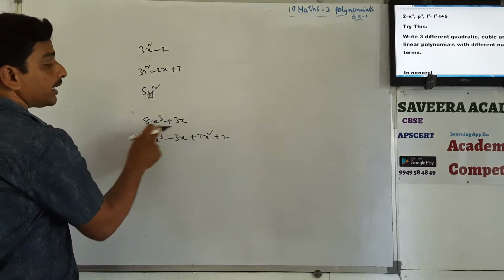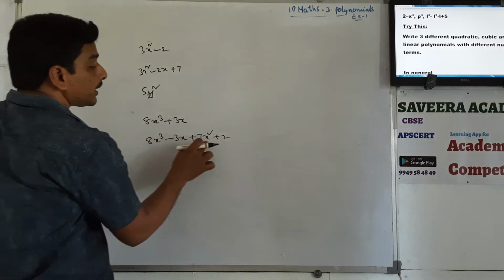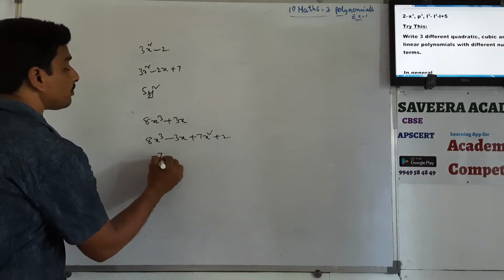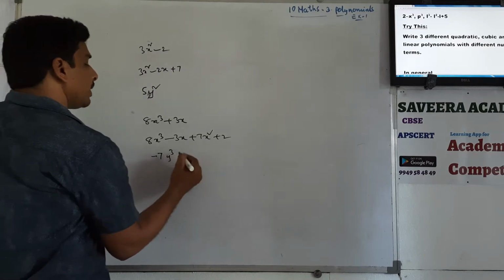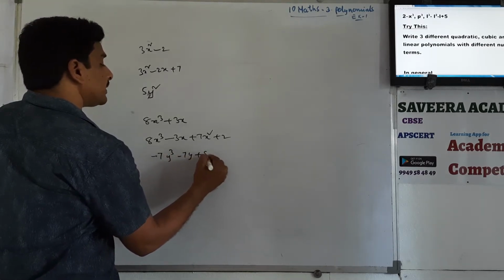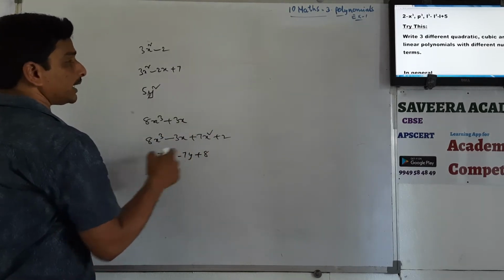How many terms are there? Here 2 terms are there. Here 1, 2, 3, 4 terms are there. Next, suppose minus 7x cube or y cube or z cube, like that we can take: y cube minus 7y plus 8. 1, 2, 3. 3 terms are there.